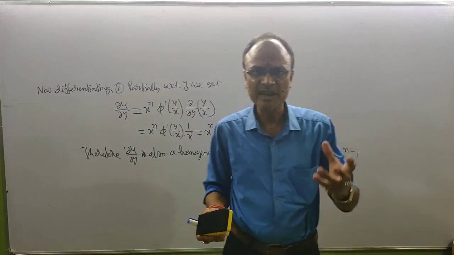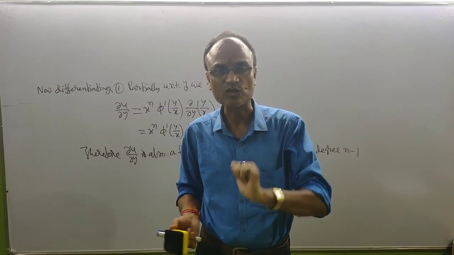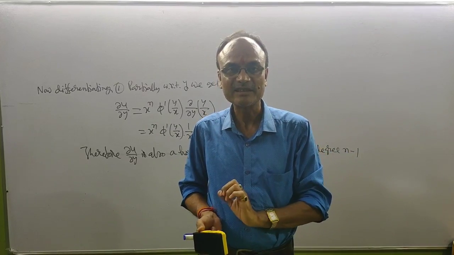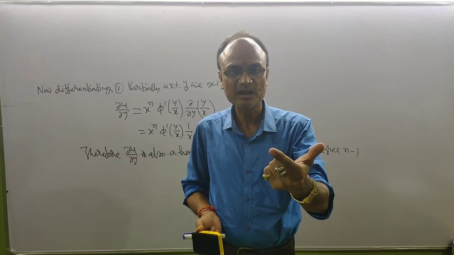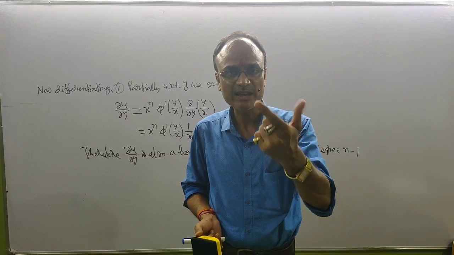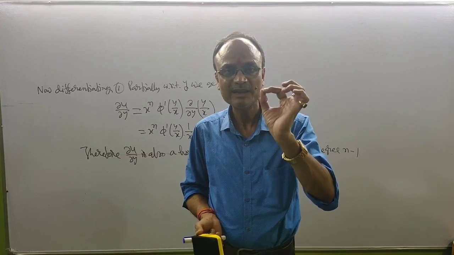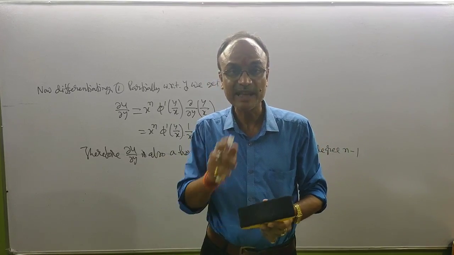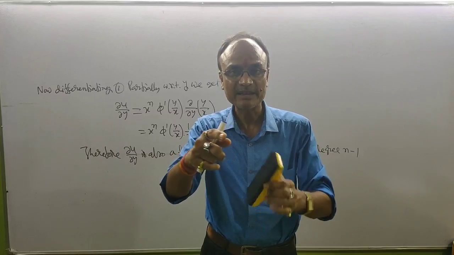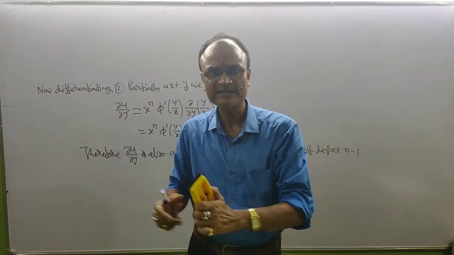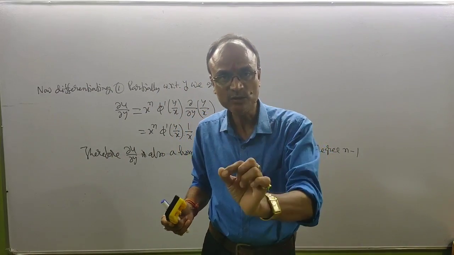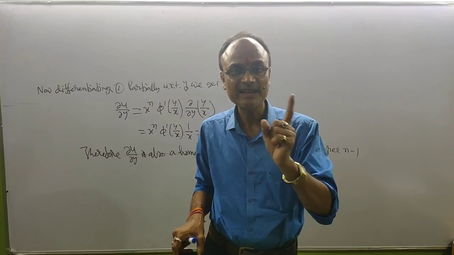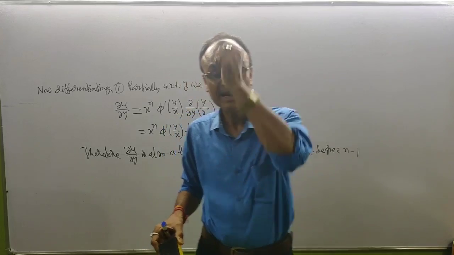Now, to test whether a function is homogeneous or not, try to express it like this. Suppose you are to show that f(x,y), a function of x and y, is a homogeneous function of degree n. Then you must express f(x,y) equal to x to the power n times a function of y by x. Then it is a homogeneous function of degree n.